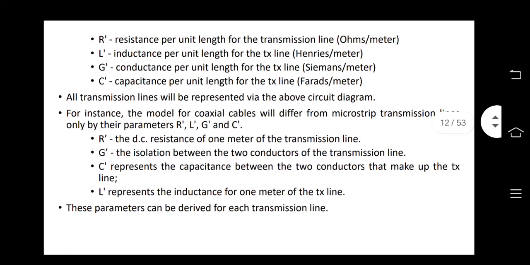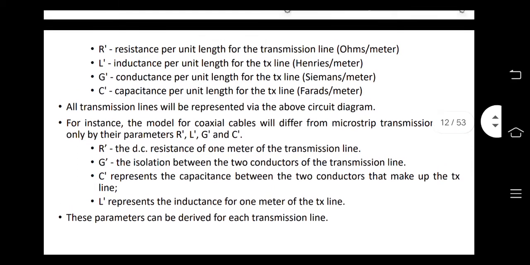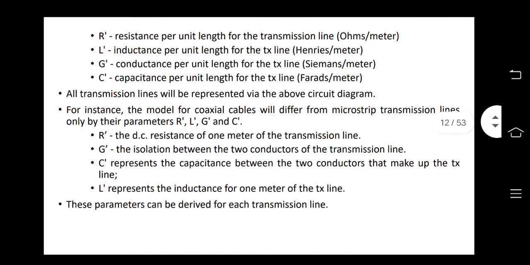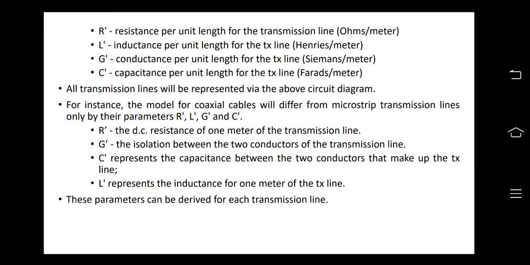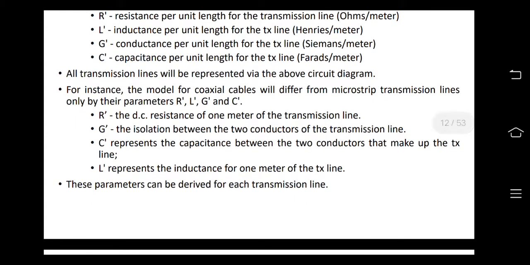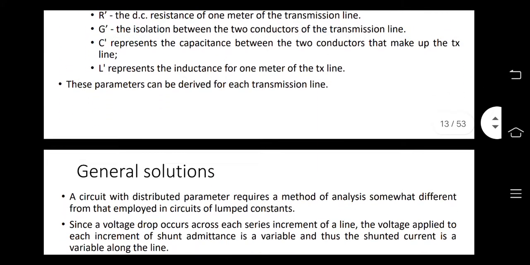All the transmission lines will be represented as the above diagram, whereas in the case of microstrip transmission lines, the parameters will be different. R dash will be the DC resistance of 1 meter of transmission line. G dash will be the isolation between the two conductors of the transmission line. C dash represents the capacitance between the two conductors that make up the transmission line. L dash represents the inductance for 1 meter of the transmission line. These parameters can be derived for each transmission line.